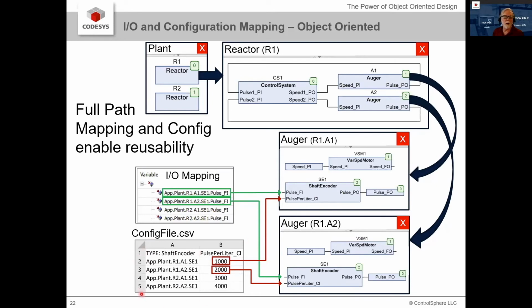They're grouped by function block type. So here is a group for the shaft encoders. This is one line of what would be, of course, many lines. It gives you the names of all the configurable inputs for that shaft encoder.